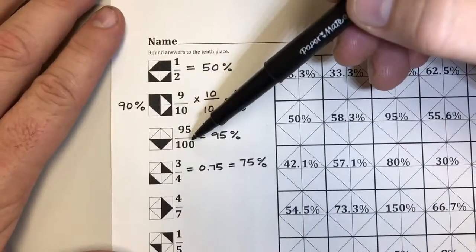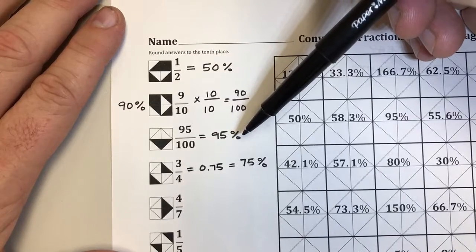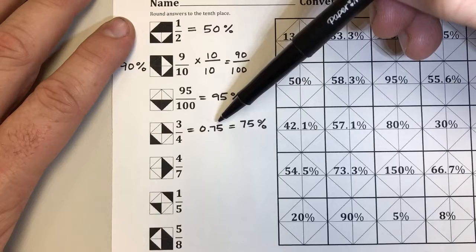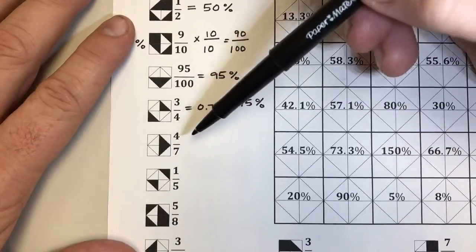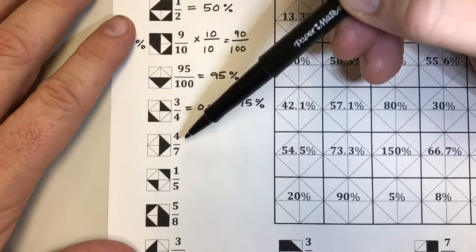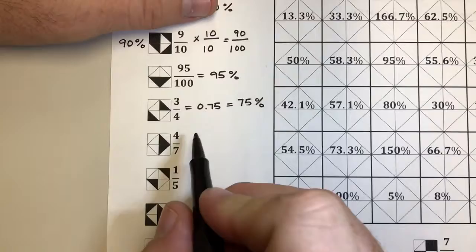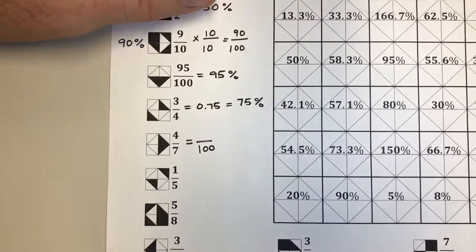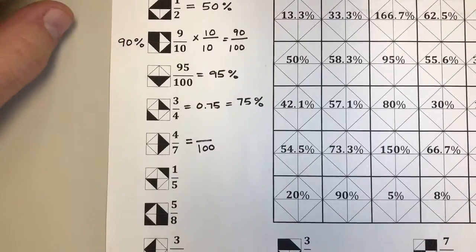Some of these have 100 as the denominator, which is very easy to tell what the percentage is. Some fractions we know the decimal equivalent of, and that can help us know what the percentage is. And then others, like 4/7, it is a little bit more difficult to figure out what this is equivalent to with 100 as the denominator, because that will help us know what the percentage is.